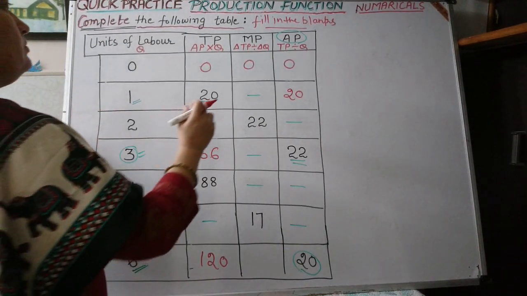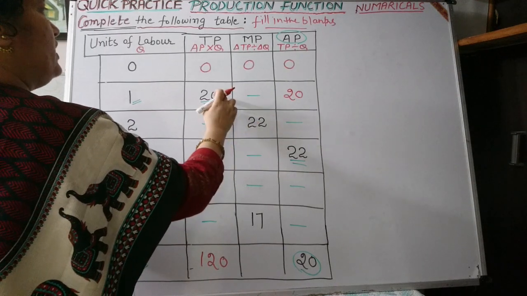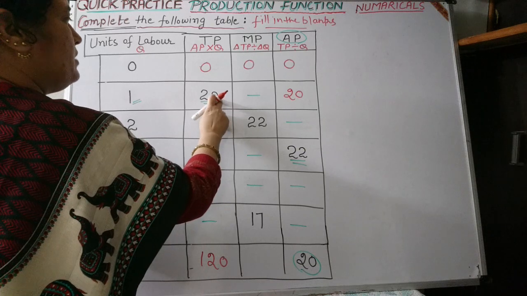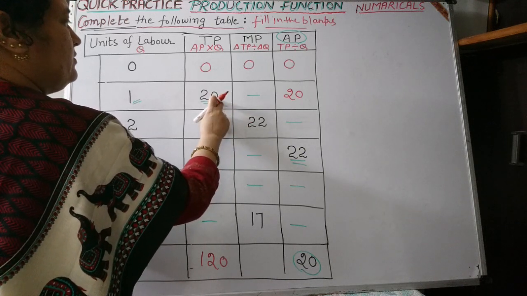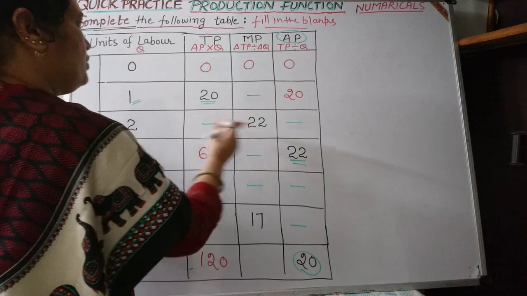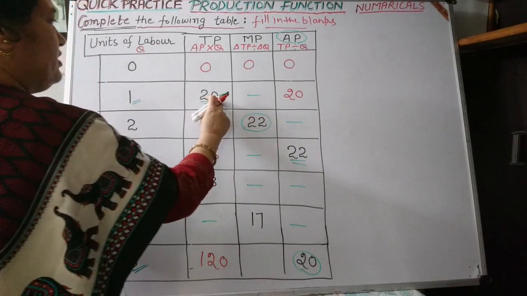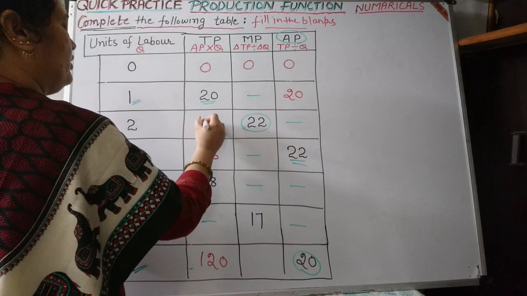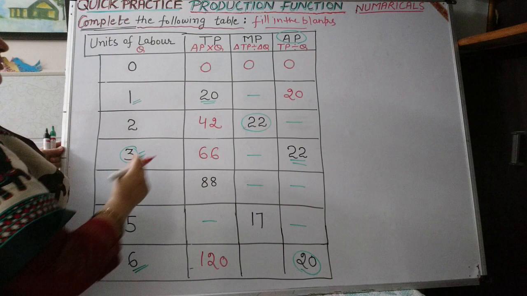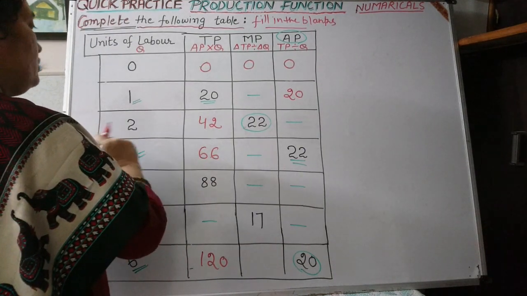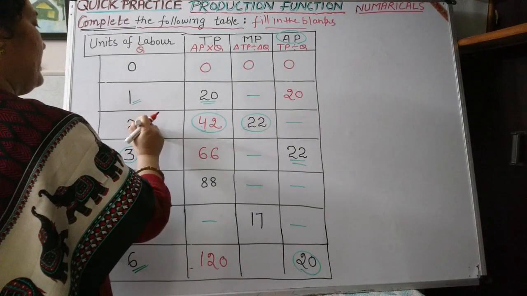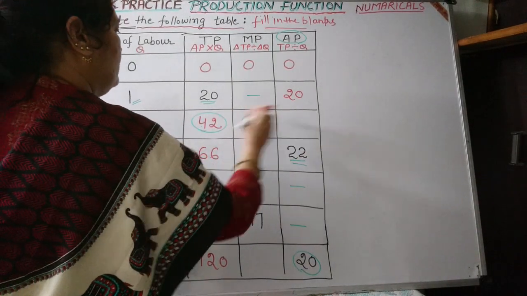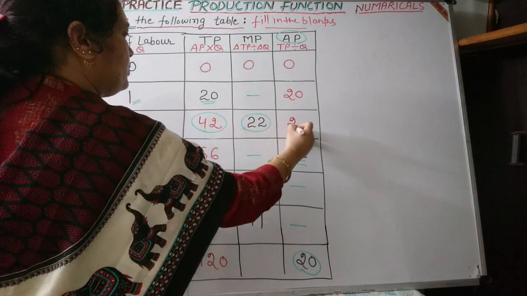Next, marginal production denotes the change in total production. It means if we sum up 22 with 20, 22 denotes the change in total production. It means 20 plus 22, it will be 42 total production. And when this total production 42 is divided by quantity, then we can get average production. It will be 42 divided by 2, it will be 21.